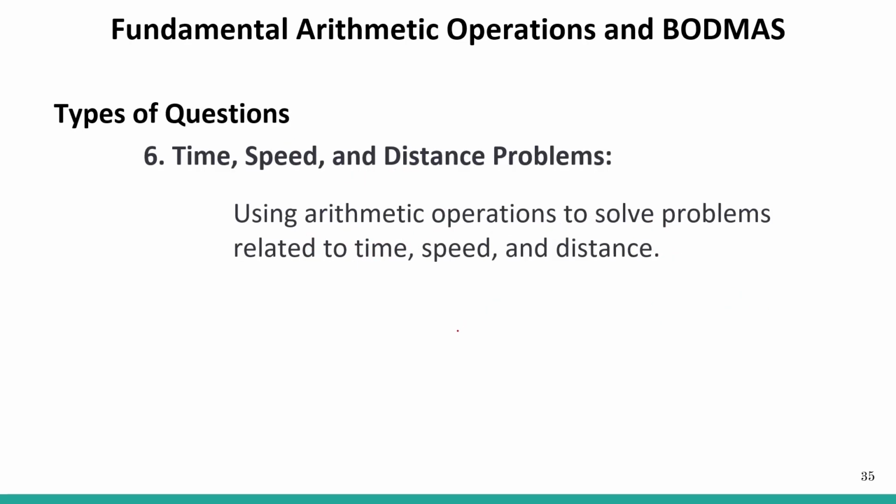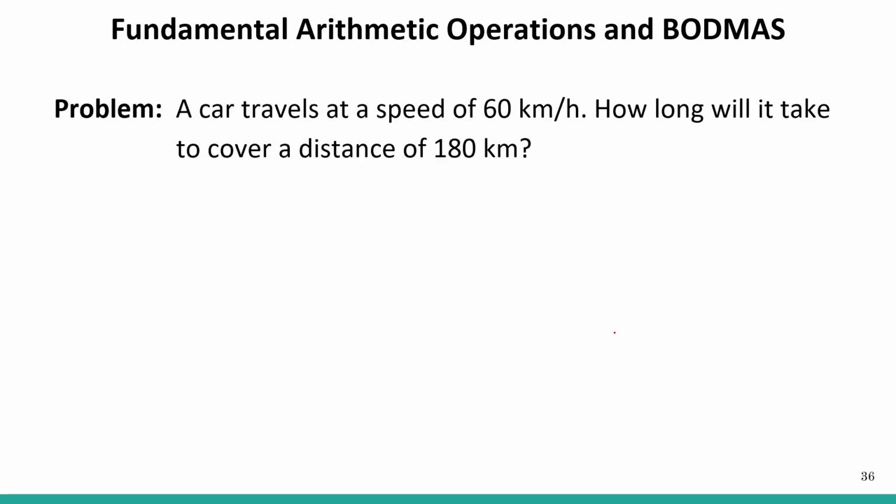So the sixth kind of question is on time, speed and distance problems. So using arithmetic operations to solve problems related to time, speed and distance. We all know the relation between time, speed and distance. So speed is equal to distance by time. And let's solve some problems on this involving the BODMAS rule.